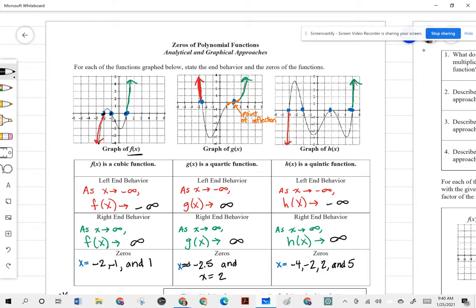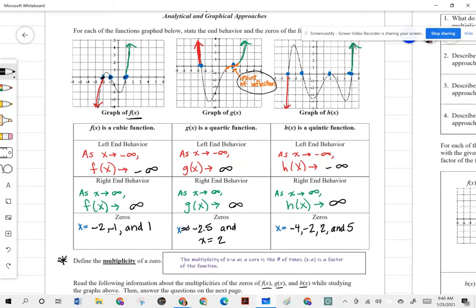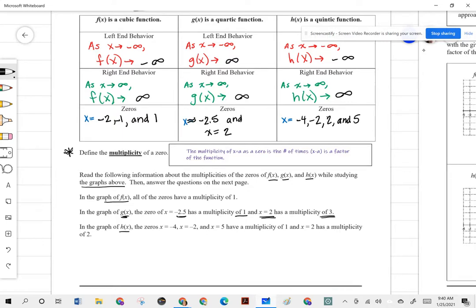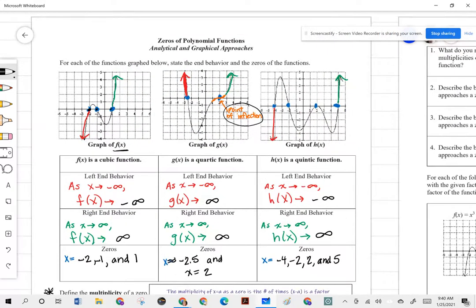I've done this in orange, and you can see that I'm referring to it as a point of inflection. That's what you guys have previously maybe heard of, the word chill, but the proper academic vocabulary is point of inflection. And then in the graph of h of x, the zeros here have a multiplicity of 1, and x equal 2 has a multiplicity of 2. So let's take a look at what that means. So we're going to go into the proper vocabulary for that.